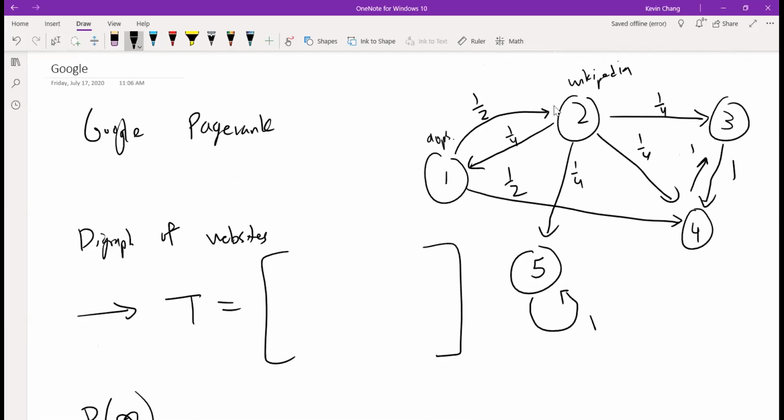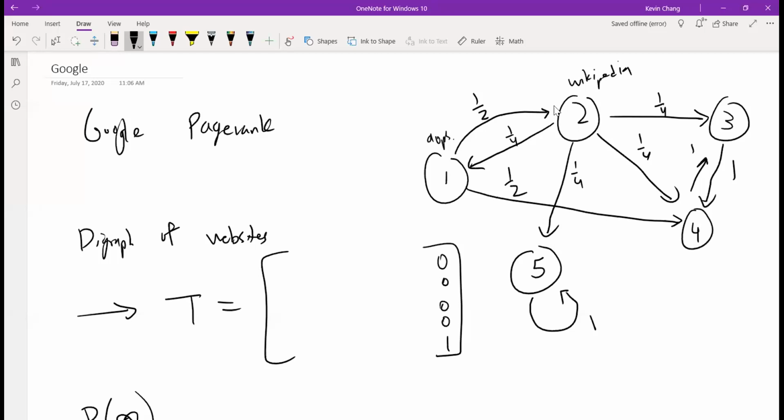But then Google did something very, very clever here. They said, hey, a web surfer is not just going to stay on state 5 forever. He's going to eventually exit website 5 and then maybe find some other random website to go to. So what Google does is remove the probability of 1 that 5 stays on itself and says instead, 5 has a random 1/5 chance of going to any of these 5 states, including itself.